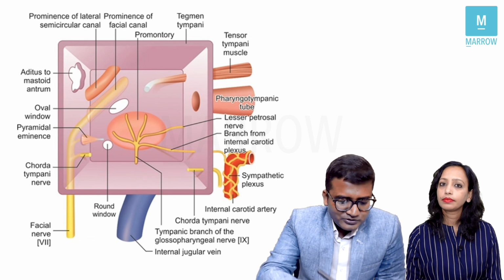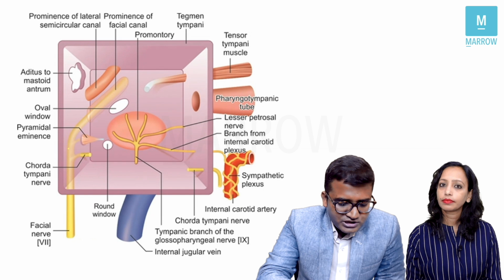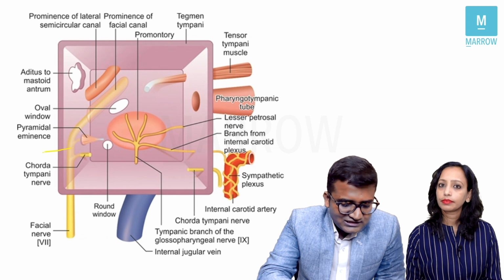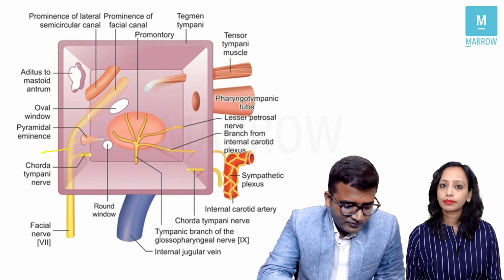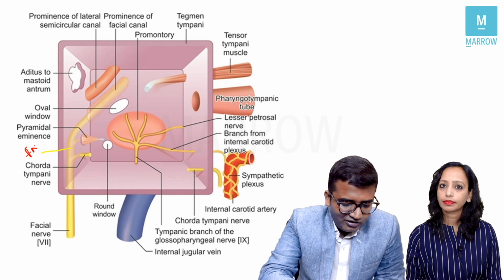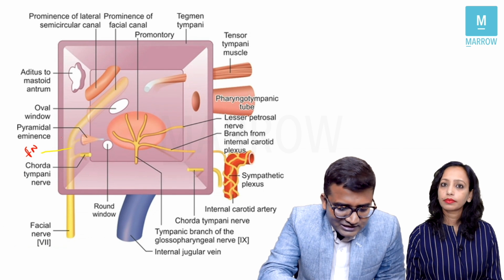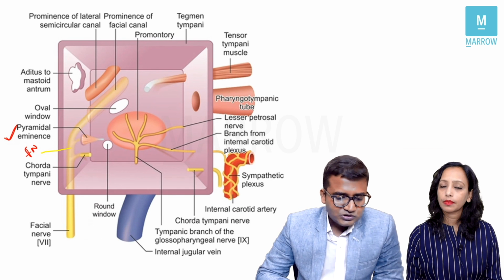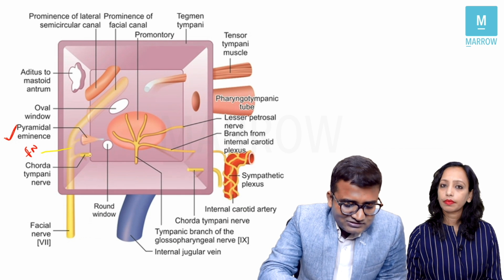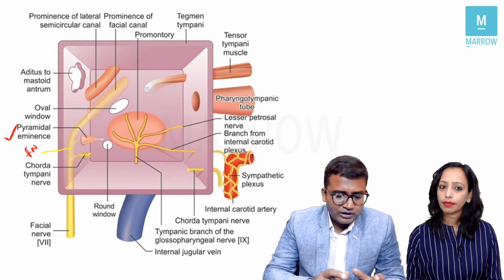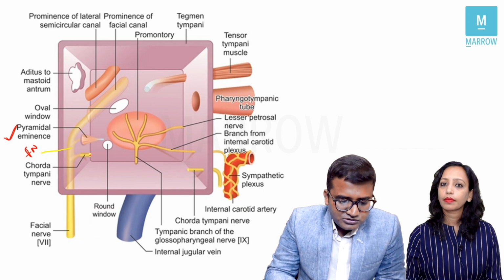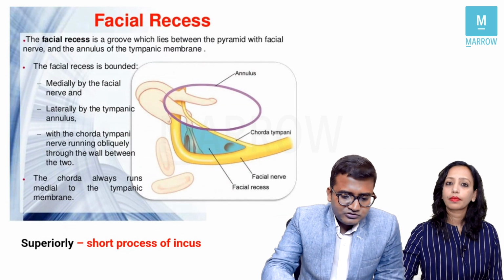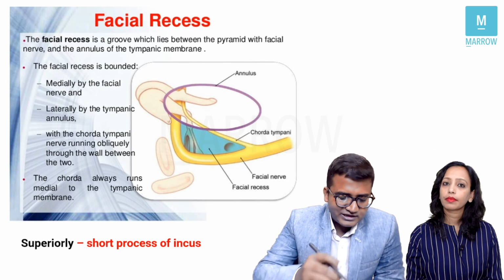Yes. Now see the posterior wall. In the posterior wall, we are seeing the facial nerve canal, and we are also seeing the pyramidal eminence, which contains the stapedius muscle. Just below that, you are seeing the chorda tympani nerve. Now I'm going to zoom this image. See here, if I zoom this image, this is what you see there.